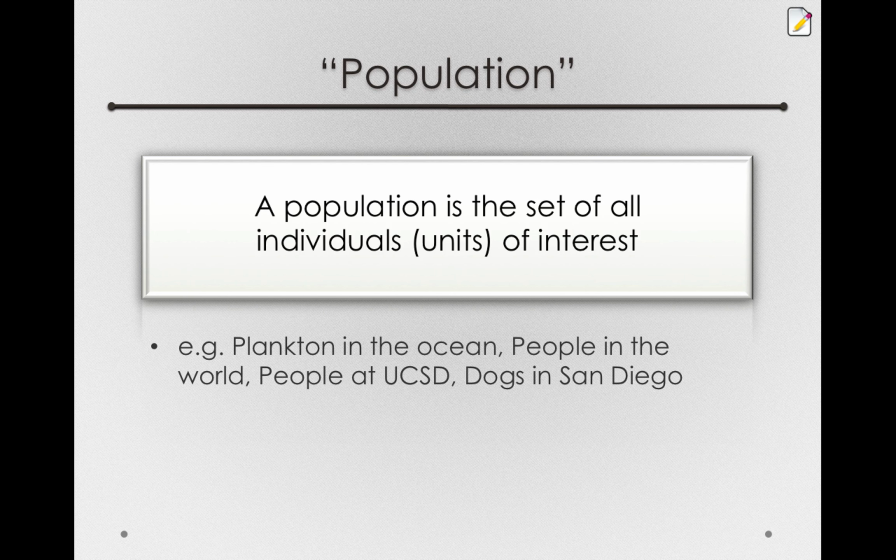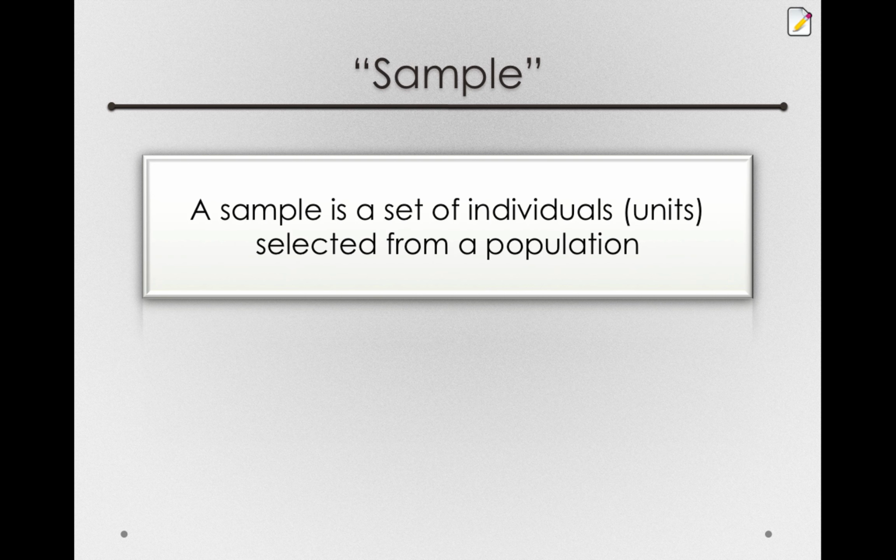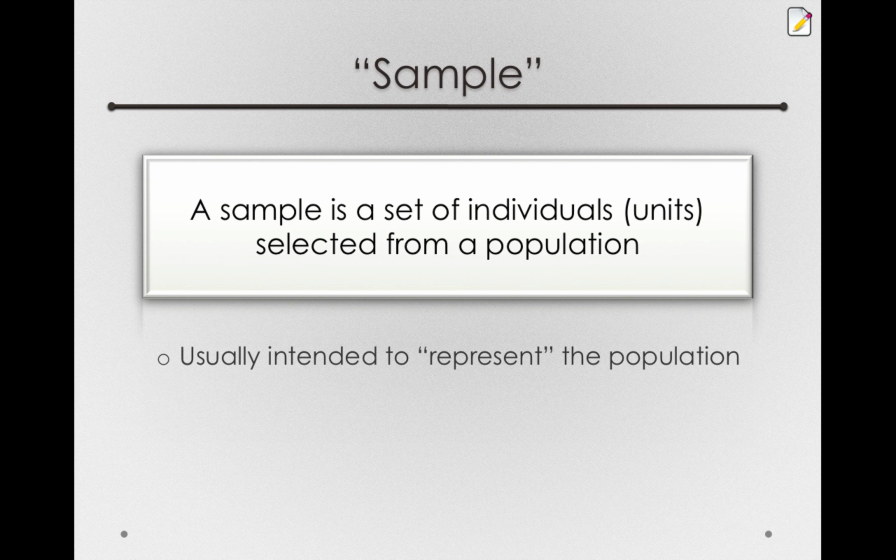For now, though, know that the population is the thing we want to make inferences about, but it's usually something that we can't observe, either because it's too large or because it would be too costly to take measurements from every individual. So instead, we take a sample. A sample is a set of individuals or units that is selected from a population. Now, we take a sample because we use it to represent the population in lieu of actually measuring the entire population.